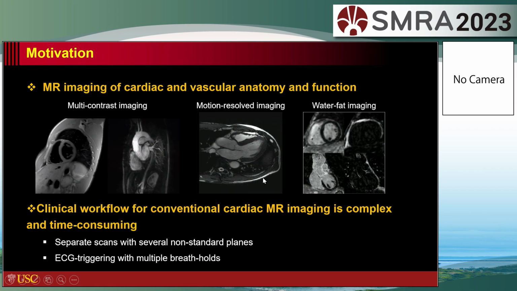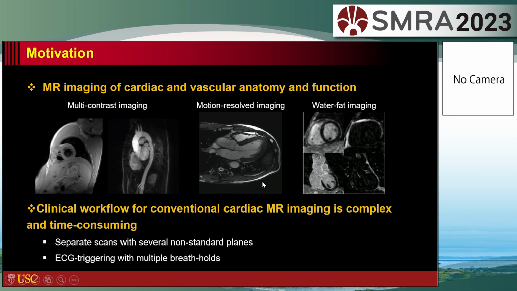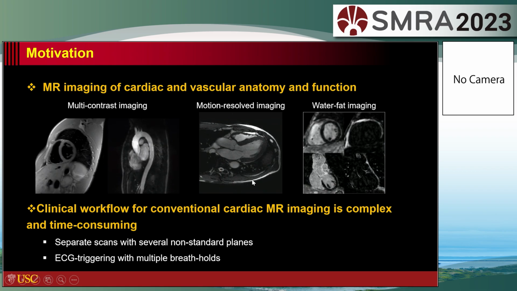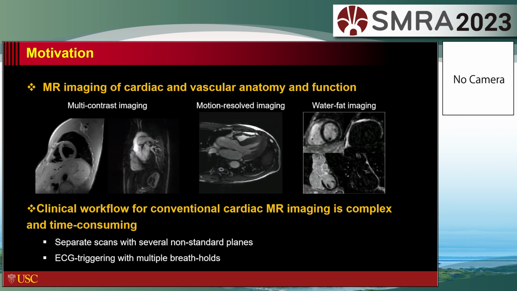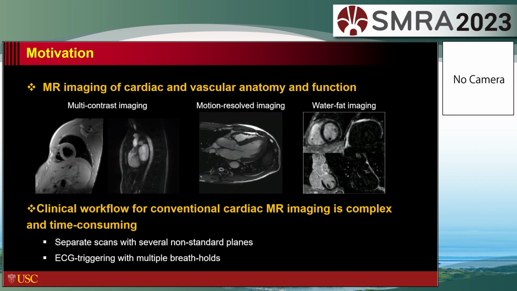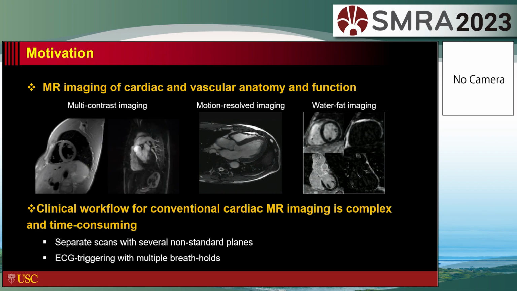As you all know, MR imaging modality is very useful for evaluating cardiac and aorta disease. And these applications really can benefit from some key capabilities of MR. For example, we can provide red blood or dark blood image contrast, and we can resolve the cardiac motion and the respiratory motion, and we can separate the water and fat for some disease assessment.